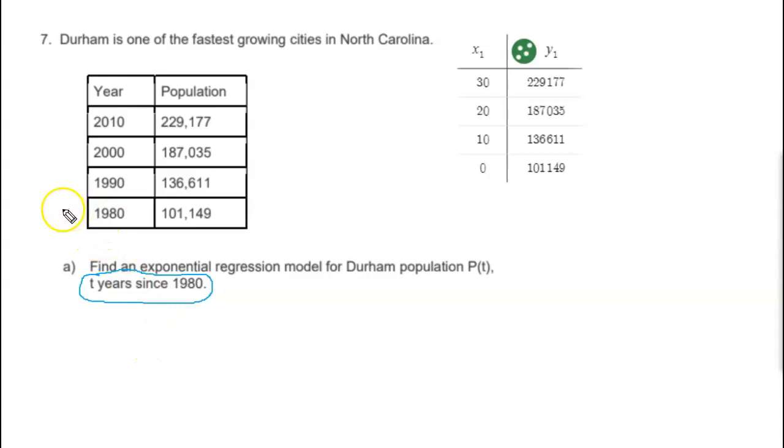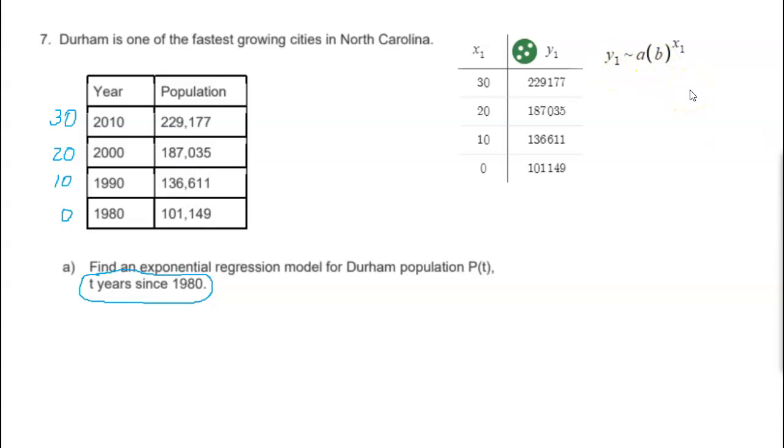So if the year is 1980, it's been 0 years since 1980. 1990 was 10 years since 1980. 2000 was 20 years since 1980. And 2010 was 30 years since 1980. So when I made my table, I made sure to transition that over to the years since 1980 and not just the year.